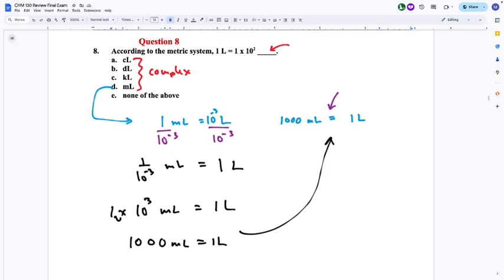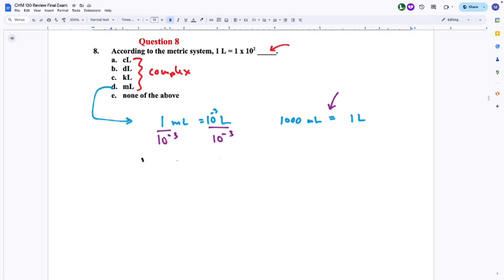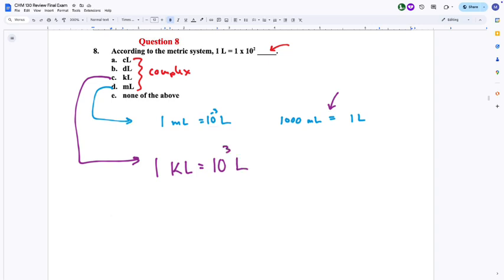The problem that I have with it is that not only do you have to memorize your power of 10, but you also have to memorize the location. Because if I go through and take a look at kiloliters, 1 kiloliter is equal to 10 to the 3rd liters. And if I go through and look at it in the new notation, it's 1 kiloliter equals 1,000 liters. The placement of your number changes.